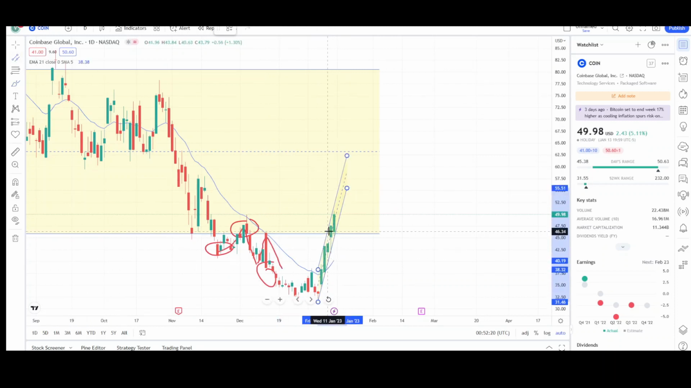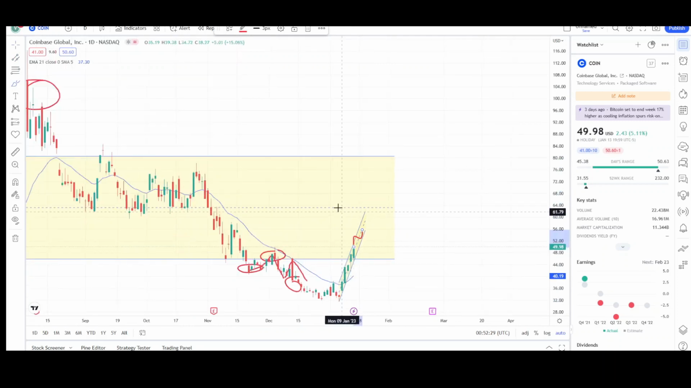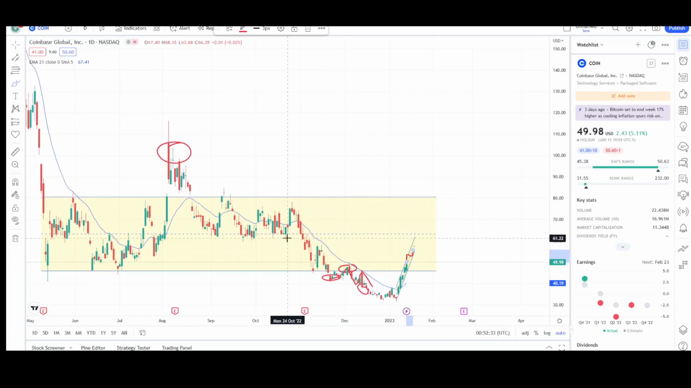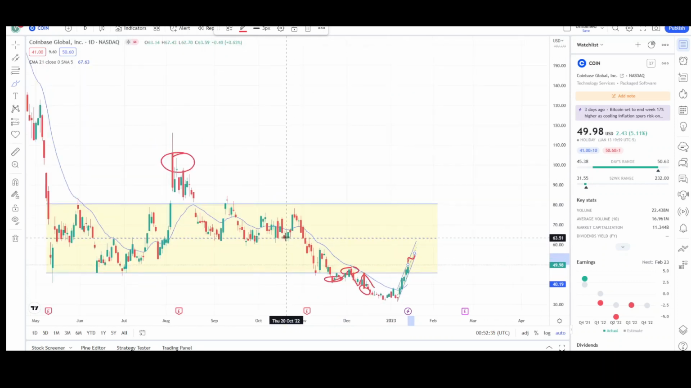Also, there is this micro uptrend channel in play, so we could continue to move higher inside this little uptrend channel. So basically it's looking pretty bullish for COIN, even though it is a very risky stock, and it follows Bitcoin a lot because I believe the company is heavily invested in Bitcoin. That's all they do, cryptocurrency. So if Bitcoin goes up, cryptocurrency goes up, COIN should go up as well.